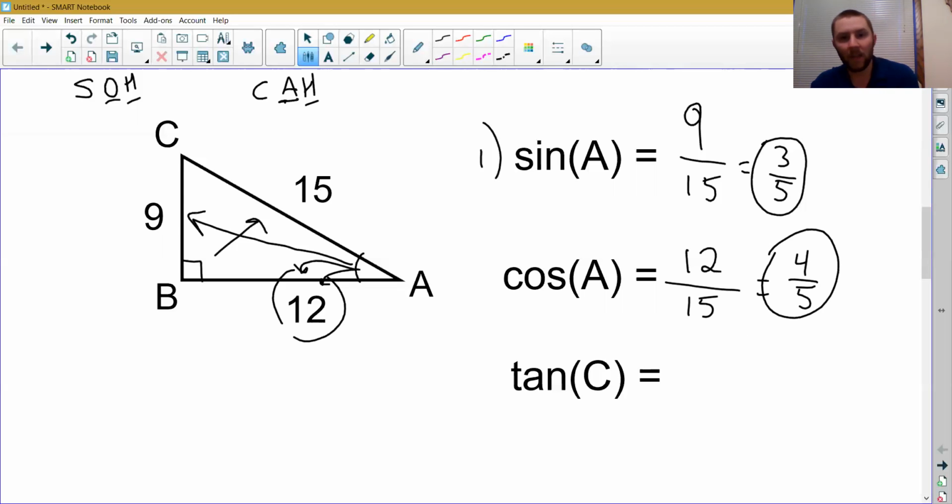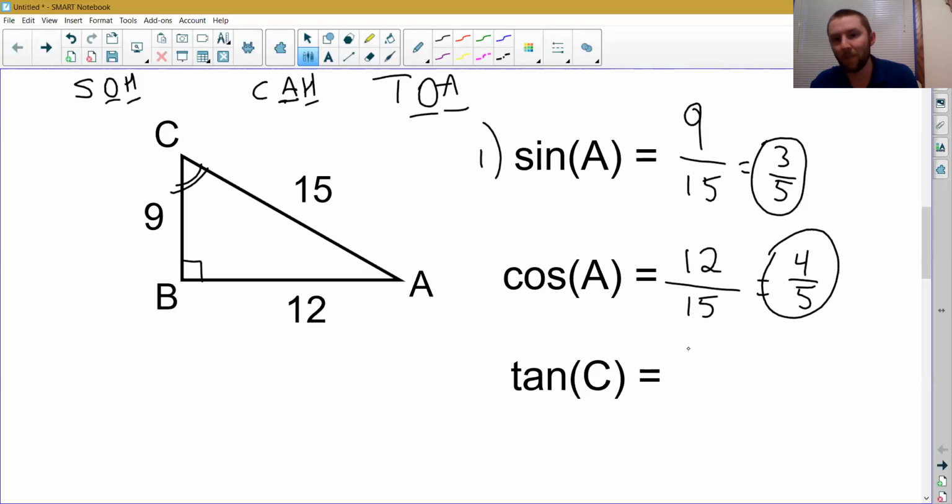And then the last thing I'm asked to find is the tangent of, now they've switched it up on me, right? Now they want the angle C. So if I go to angle C, which is now up here, and I want the tangent fraction, tangent TOA, T-O-A, opposite and then adjacent. So top number is opposite side, bottom number is adjacent side.